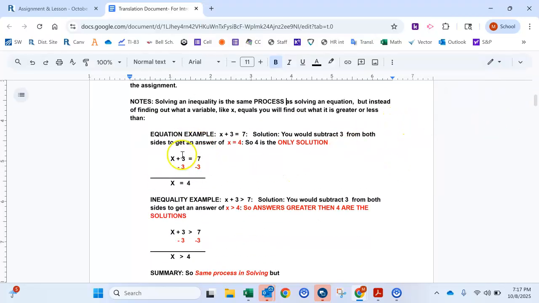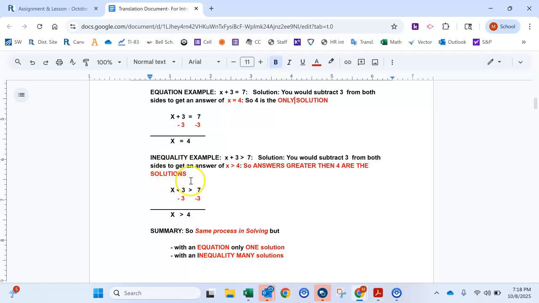The first one here is a really basic equation, x plus 3 equals 7. So you know that you would subtract 3 from both sides and x would equal 4. That's the only solution that would make that true. That's the only number, 4, that when you add it to 3 would equal 7. One solution. In an inequality, the same process. We still subtract 3 from both sides so we can get x by itself. But now we get x is greater than 4.